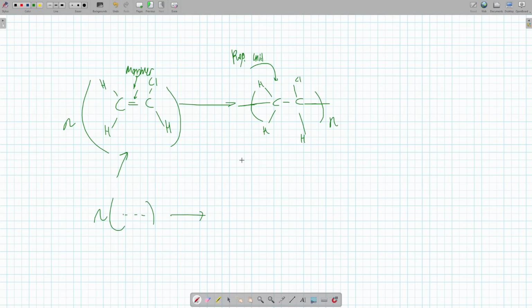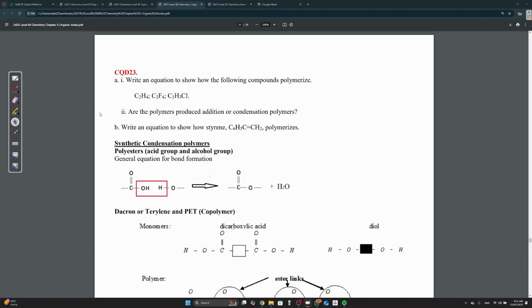And then over here, the monomer, actually, I don't know how to say this in math terms. Anyway, just write it like this, please. This n times and this n times. So n of this, think about this. N of this, since there's so many, will get me this n times. Okay, write an equation to show how styrene polymerizes.